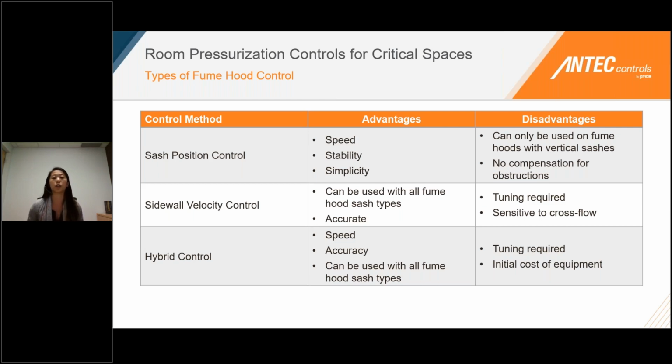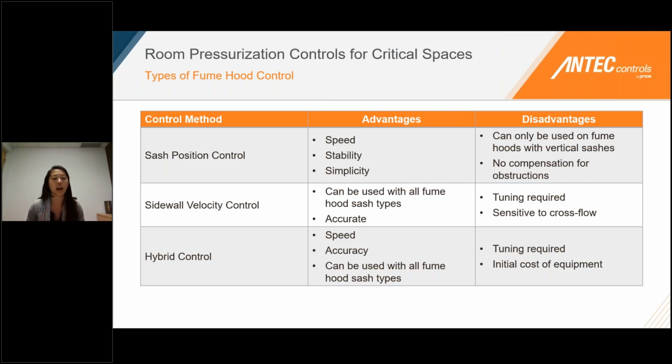Disadvantages include tuning. So with any closed loop control, there's going to be a PID loop that needs to be tuned and adjusted. And if that's not done correctly, it could potentially result in hunting. But if it's done properly, it's going to work, of course, as intended. And then, like discussed, sidewall velocity sensors are sensitive to cross flow and can potentially fluctuate if there is high traffic areas or a high amount of air velocity pushing or directed at the sensor itself.